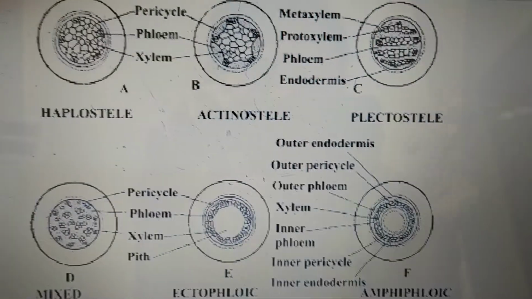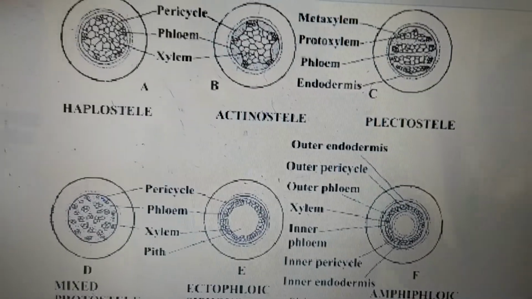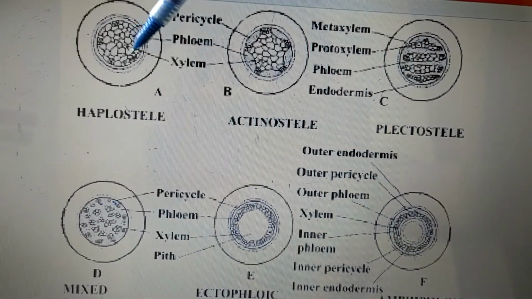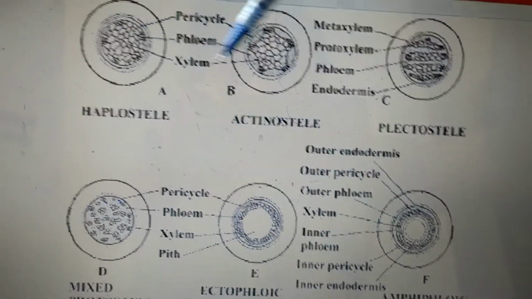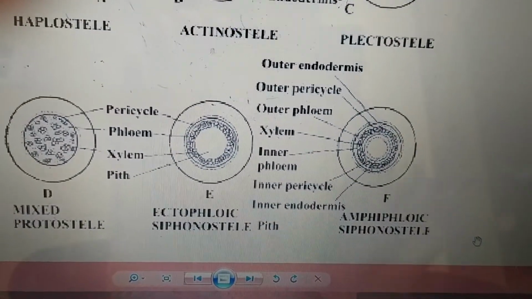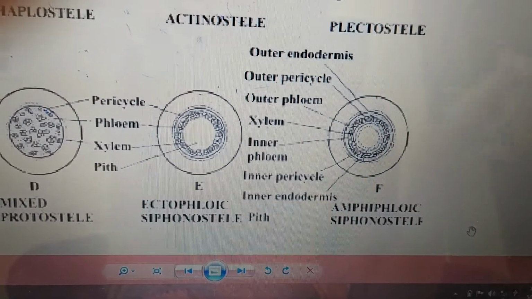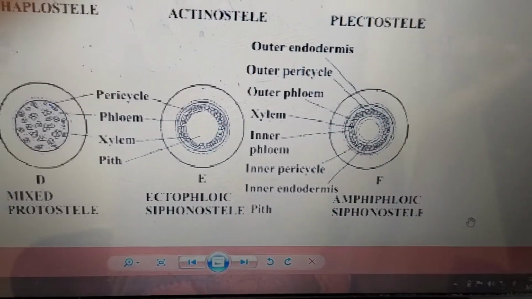Continue with the stellar types and its evolution in pteridophytes. What we saw in our last session is a protostele where there is a complete absence of pith. There is no pith. Moving on further, we have siphonostele. Now what is siphonostele? It is the stele in which pith is present.